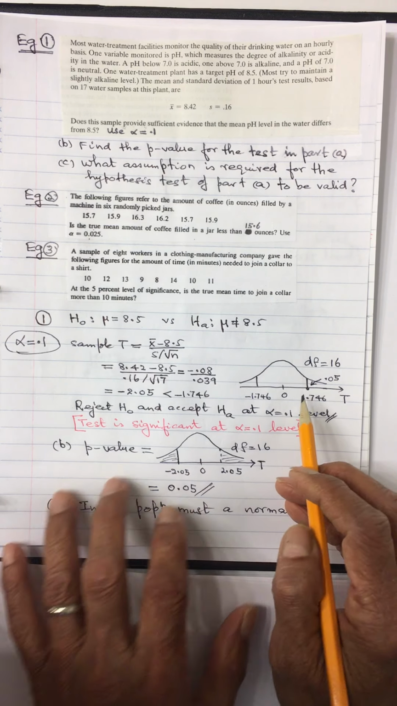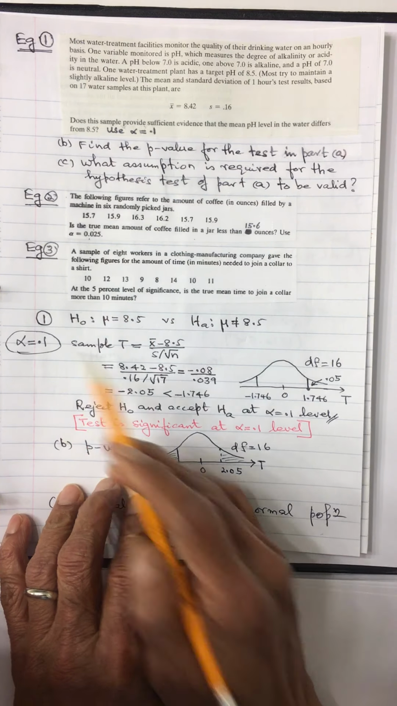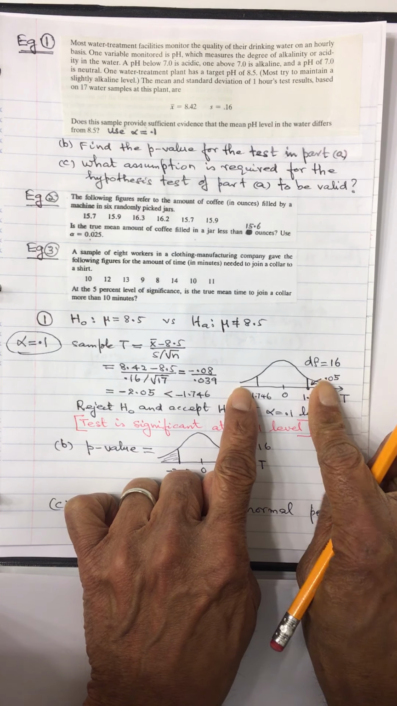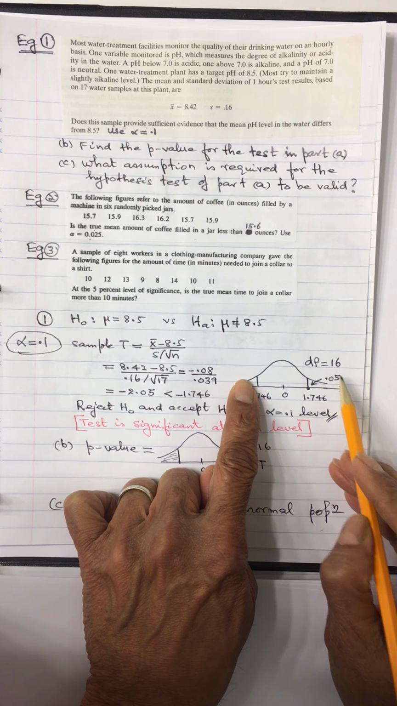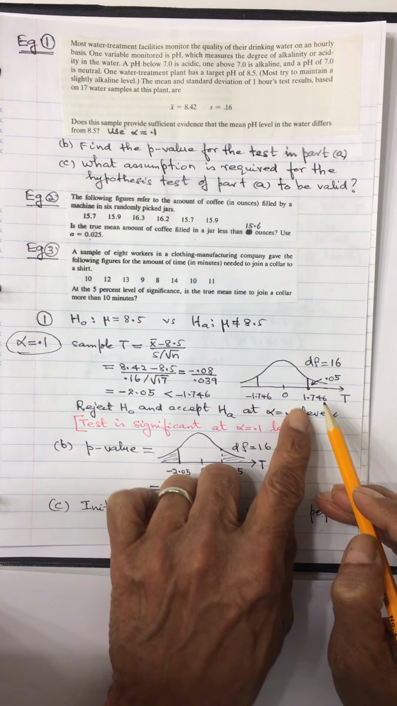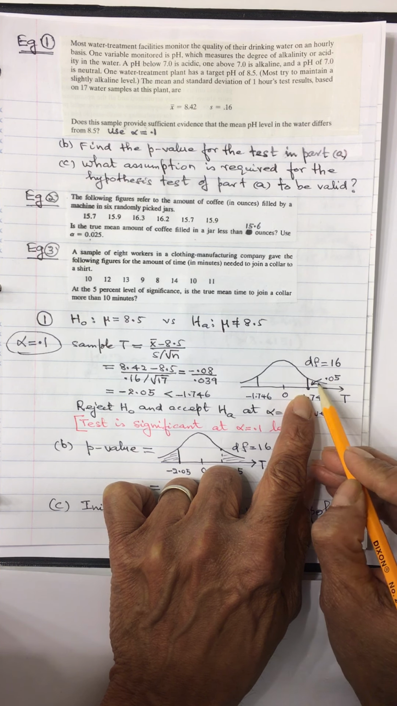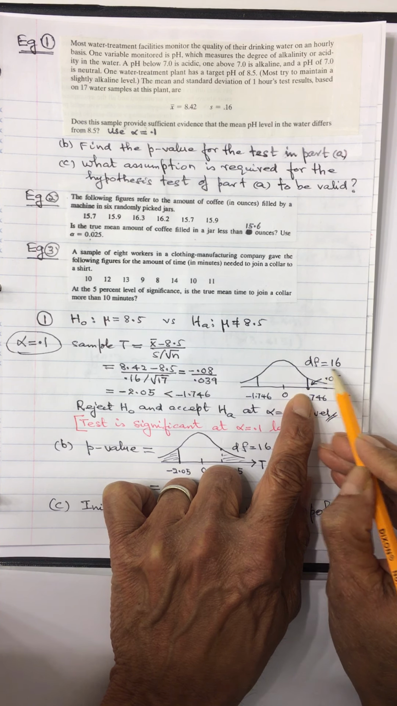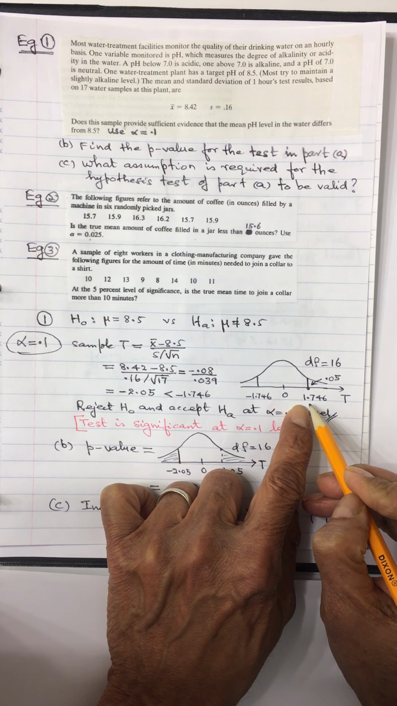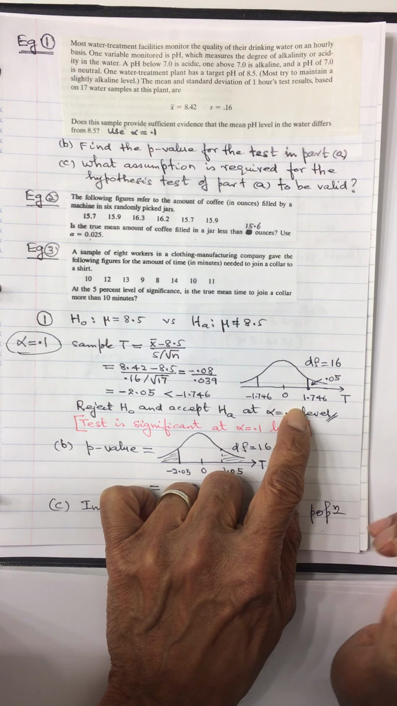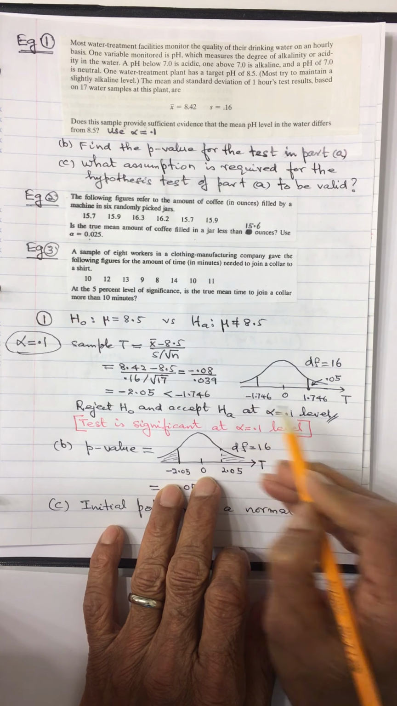The alpha is given, alpha is 0.1, and here it's a two-tailed test. So you need to split your alpha into 2: 0.1 divided by 2 is 0.05. From the t-table, find this value with the degrees of freedom 16. That is going to be 1.746, coming from the t-table. So there's a value minus and a value plus.